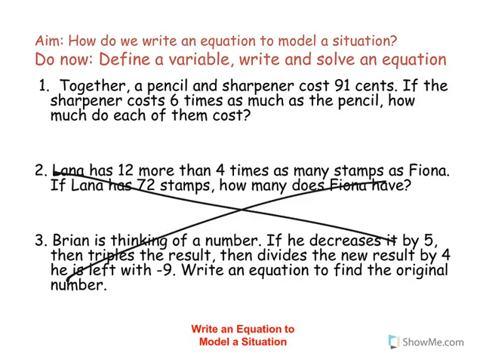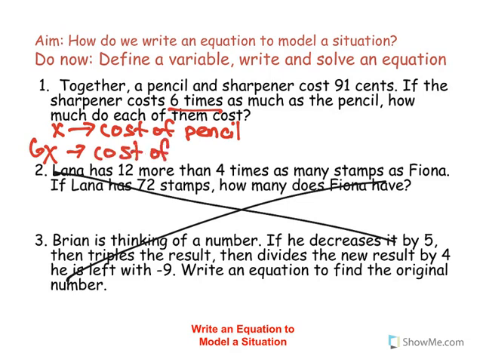one. For the do now, it says together a pencil and a sharpener cost 91 cents. The sharpener is 6 times as much as the pencil. So I'm going to say let X represent the cost of the pencil. And it says the sharpener is 6 times as much, so we'll call 6X the cost of the sharpener. And it says together they both cost 91 cents. So the pencil plus the sharpener all together cost 91 cents.